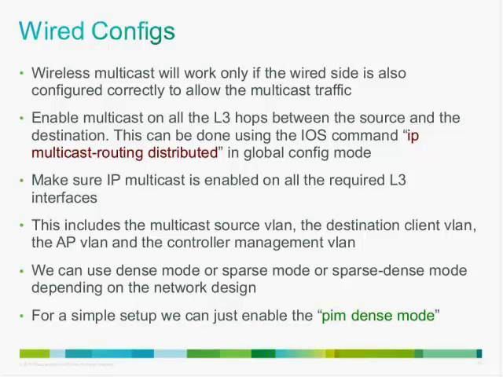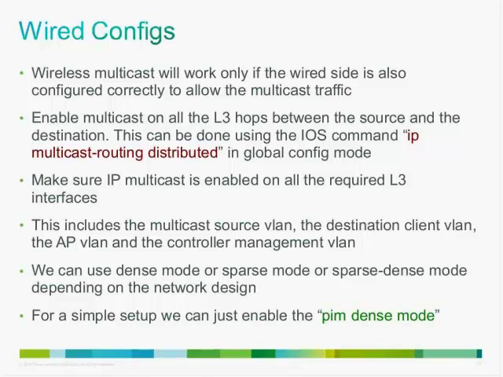So first very important thing on the wired side is to make sure that multicast is enabled on all the layer 3 hops from the source to the destination. You might have various routers and switches and multiple other devices in between. You have to make sure all of them are configured to allow multicast traffic. On Cisco IOS, we can just use the command ip multicast-routing distributed in the global config mode, and this will enable multicast globally.